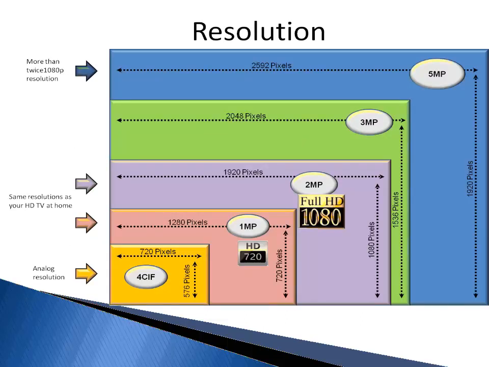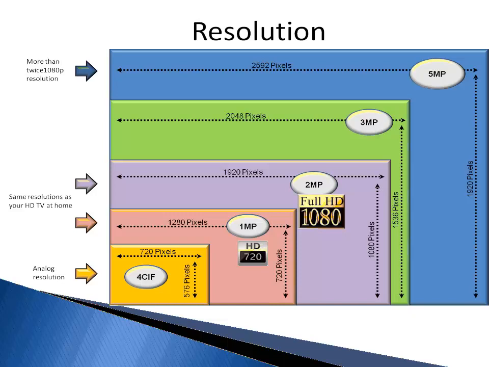A 4CIF image is the maximum amount of resolution that you can get from the analog camera. As you move to the megapixel, you get HD with a 720 resolution, or you can move to the 2 megapixel to get full HD with a 1080 resolution. 1 and 2 megapixel cameras are the same resolution that you're used to with the HD television. Now, as you move up to 3 and 5 megapixel cameras, the resolution is more than twice that of the typical HD TV. Now that these resolutions are proportional to one another, you can see how much more data you can get.